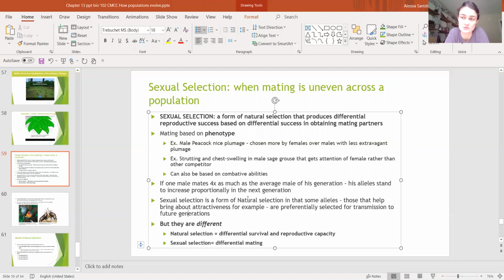So this is the main difference between natural selection and sexual selection. Sexual selection is just differential mating that depends on attractiveness, be it behavioral or physical attractiveness. Natural selection has to do with differential survival and reproductive capacity. So it has to do with any kind of gene that makes the organism more adapted, with more of an advantage in that particular environment.